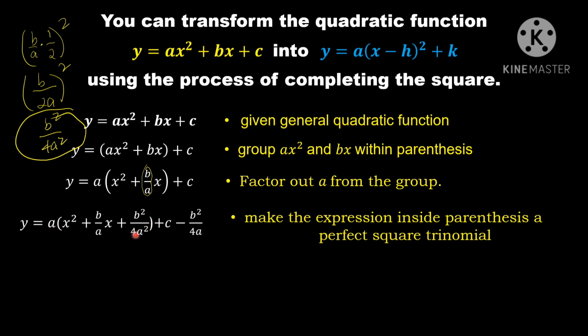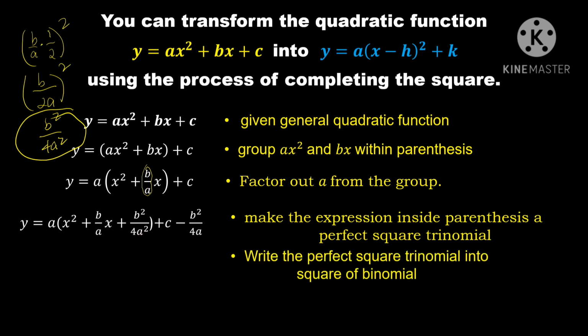Then we'll write this one as a square of binomial. So we have now a times the square of x plus b over 2a plus c minus b squared over 4a. To make this equation a simple one, we'll use another variable to represent this expression. Like for example, b over 2a, let us represent that by h. And this one will be represented by k, to make it simple.